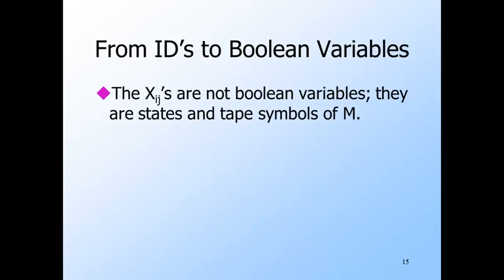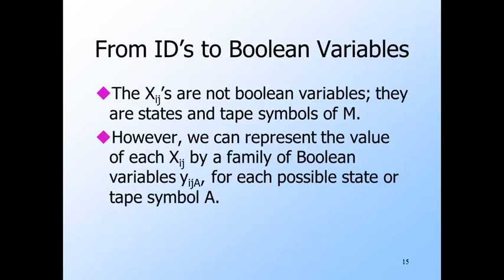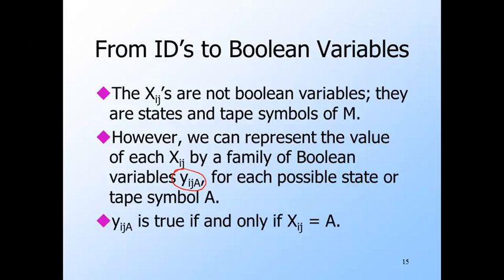Now remember, the x's are not Boolean variables. They represent states and tape symbols of m. However, each variable can take on only a fixed number of values, the sum of the number of tape symbols and the states of the known Turing machine m. Thus, we can represent each x_ij by this number of propositional variables, exactly one of which can be true. That is, for each state or tape symbol a, let y sub ija be a propositional variable, and we want y sub ija to be true if and only if x sub ij equals a.